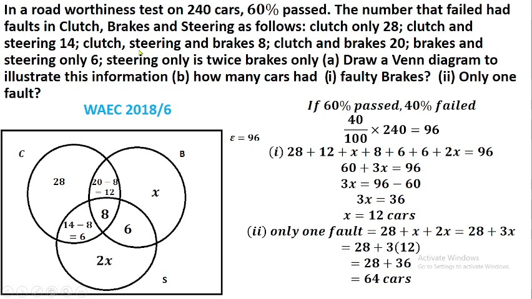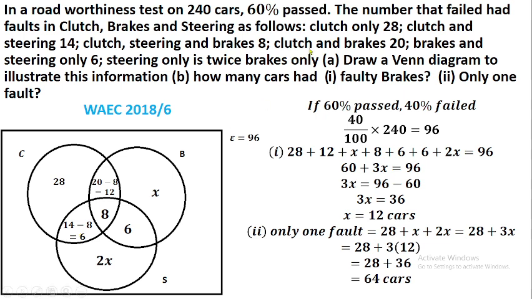Then they say clutch, steering, and brake. So that means we have seen the intersection between the three faults. Clutch, steering, and brake, they are what? 8. So write that 8. So when you know the intersection between them is 8, you can get your clutch and steering only. If you know clutch and steering to be 14, that means clutch and steering only will be 14 minus this 8. That will give us 6. Do you understand that? Good, if you understand.